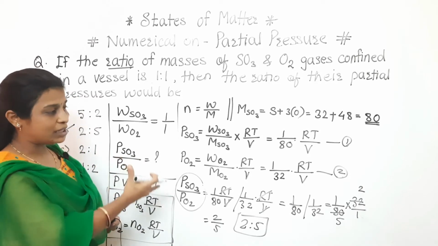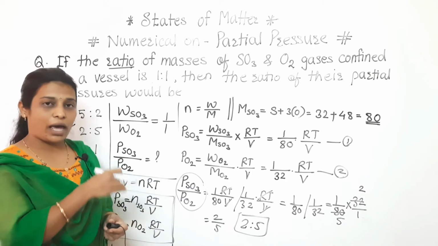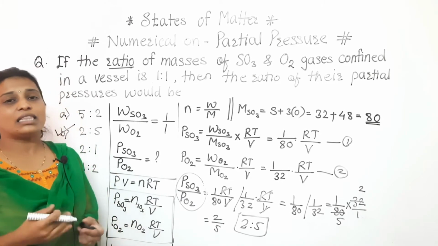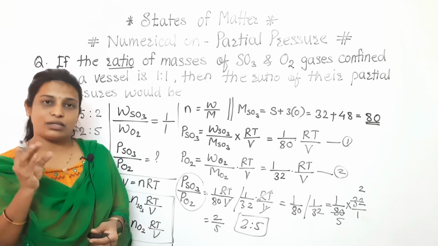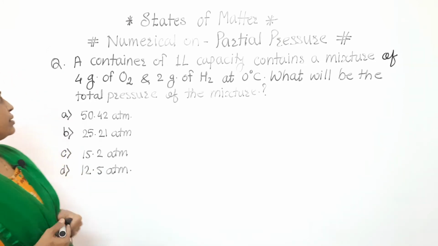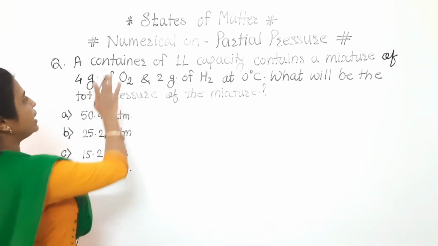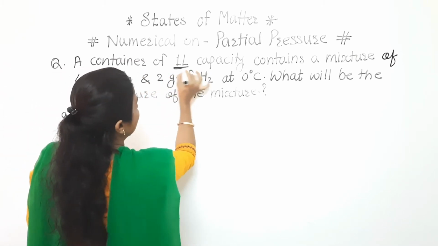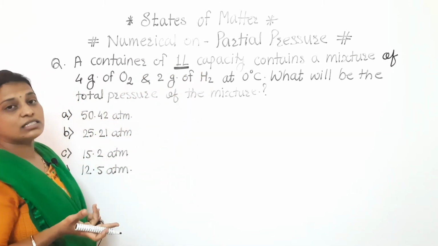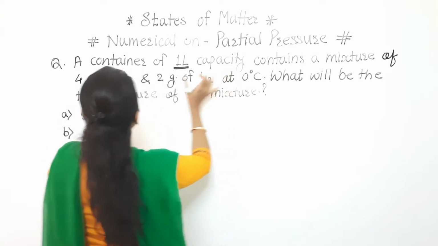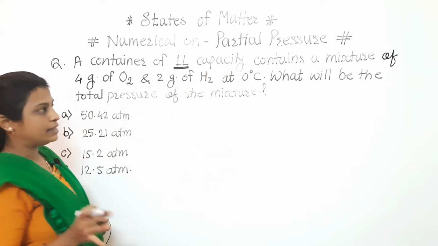But here, if we understand this concept and how we have applied the different things, then it is easy to calculate fast. This is the second example. In that second example, see what is given. A container of 1 liter. What is that 1 liter? It is the volume. Capacity means that the container has a capacity of 1 liter.